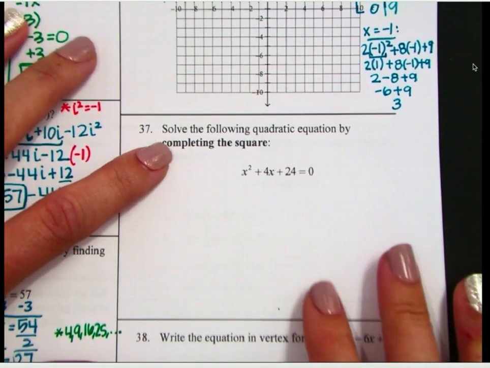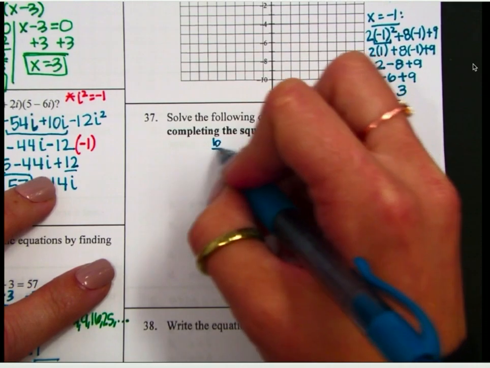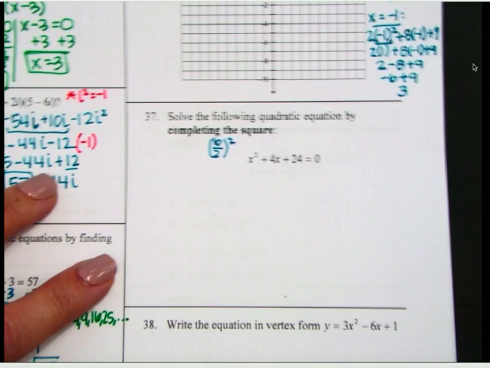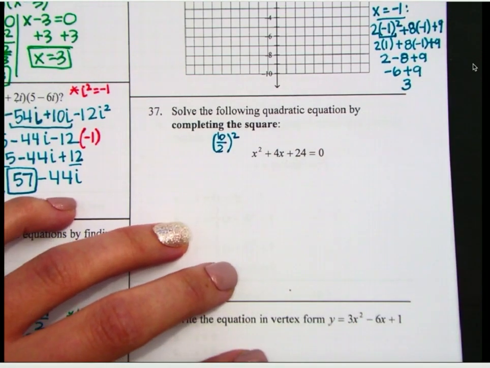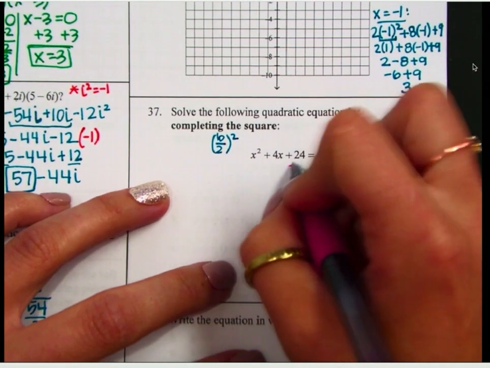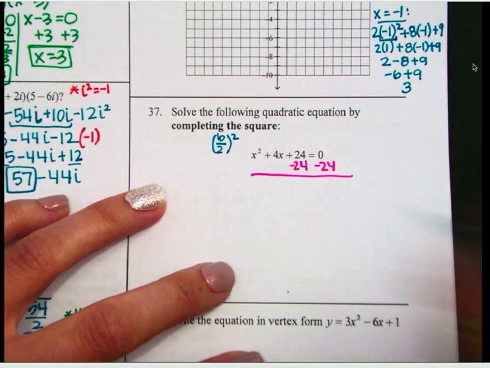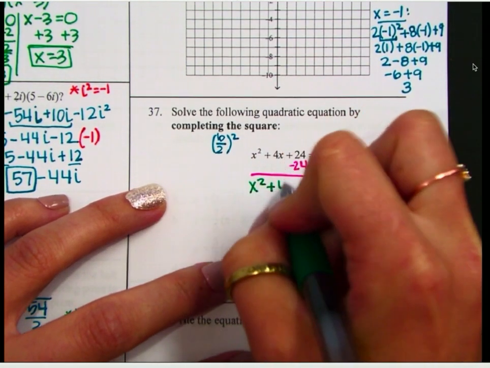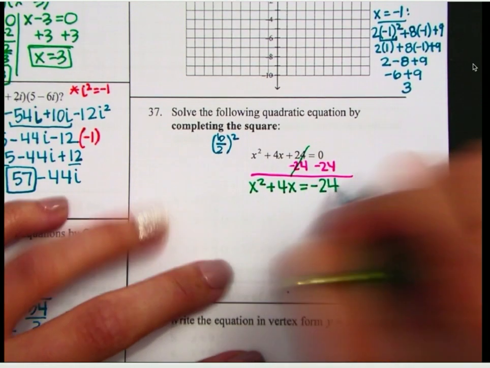Number 37, we're going to solve by completing the square. Remember, completing the square, b divided by 2 squared is used. Okay, so for completing the square, the first thing we're going to do is move over the constant. So we're going to subtract 24 from both sides, and x squared plus 4x is equal to negative 24.